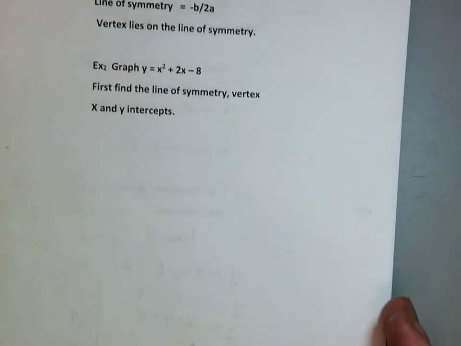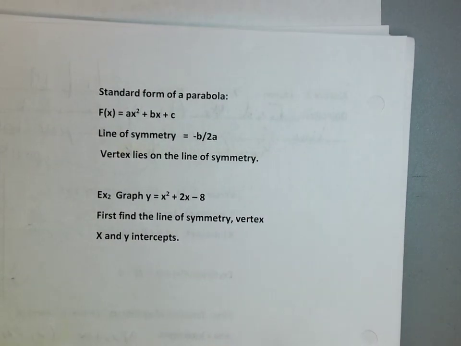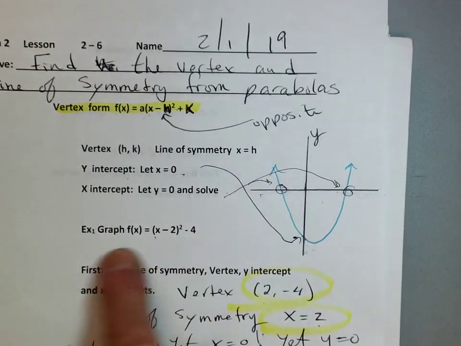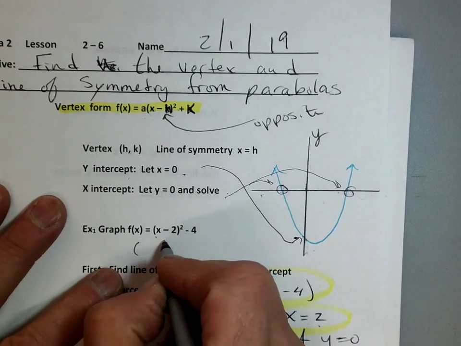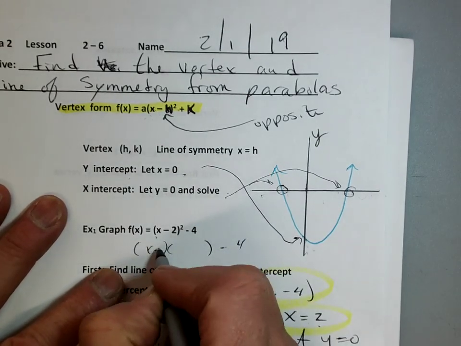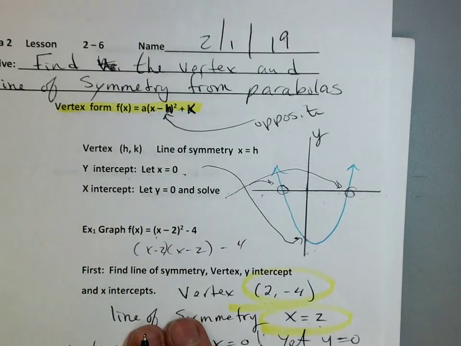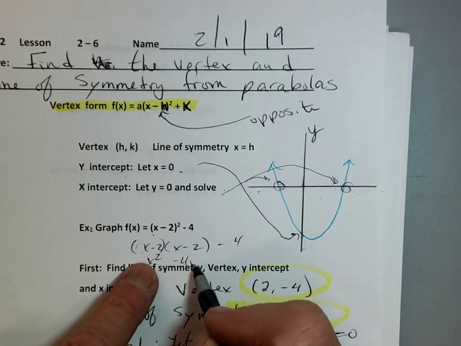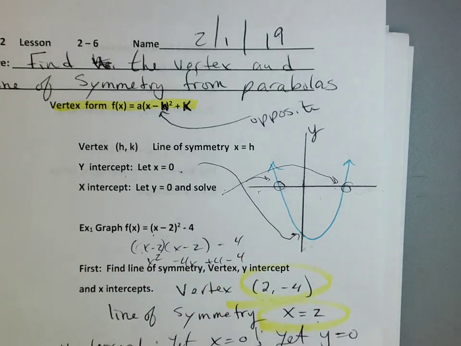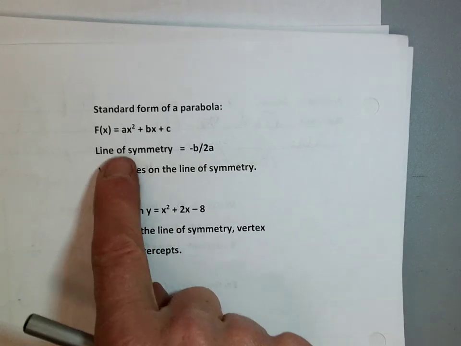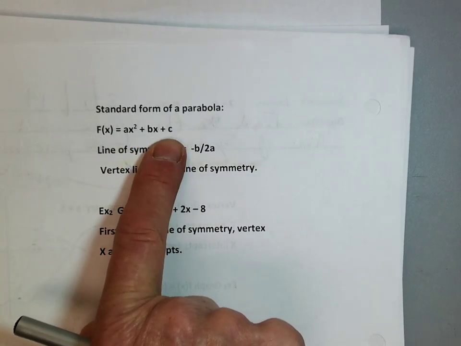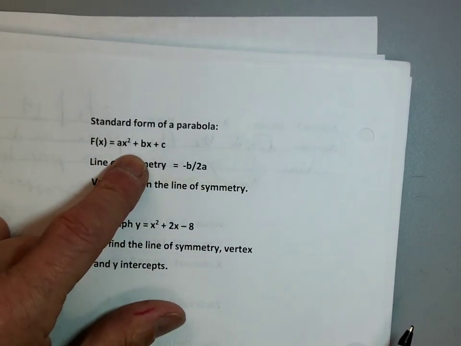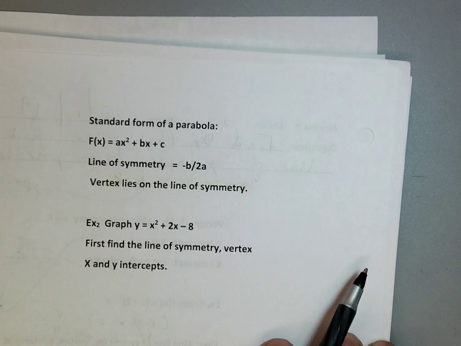Now, what if somebody took this question and foiled it all out? Let's say some dum-dum just happened to write it like this. Don't write this down. What if some dum-dum multiplied it all out, x squared minus 4x plus 4 minus 4, and then you end up with an equation that looks like this? It's a trinomial in standard form. It still is a parabola, okay?